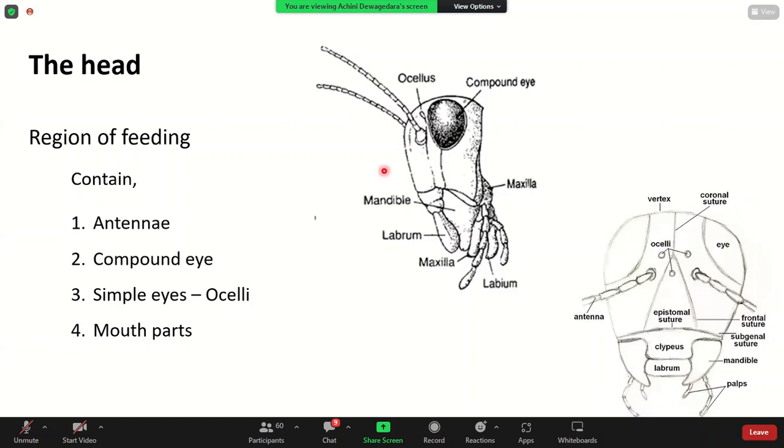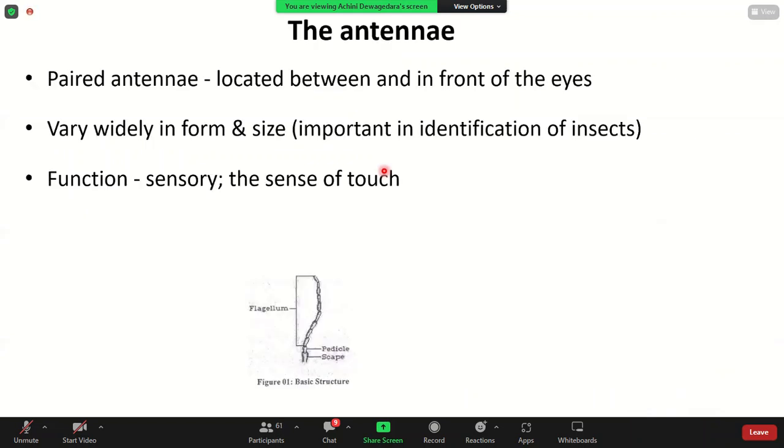So let's see how these antennas are present in insects. In insects, generally, two antennas are present in one insect. That means paired antennas. Generally, they are located between and in front of the eyes.